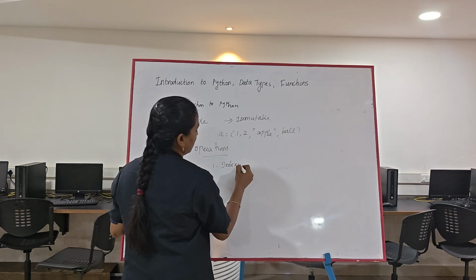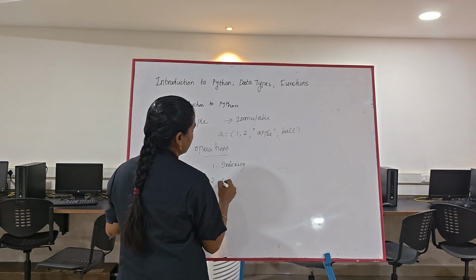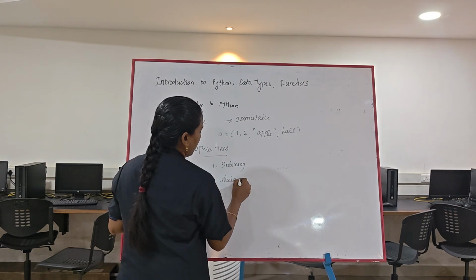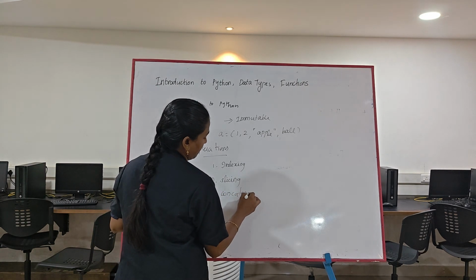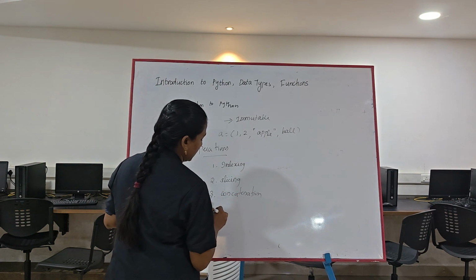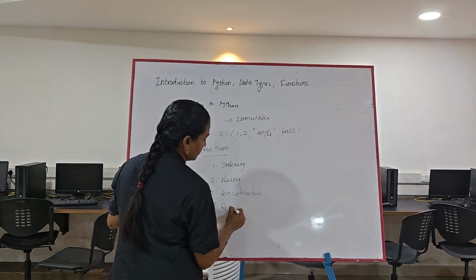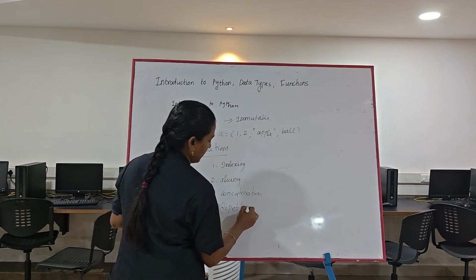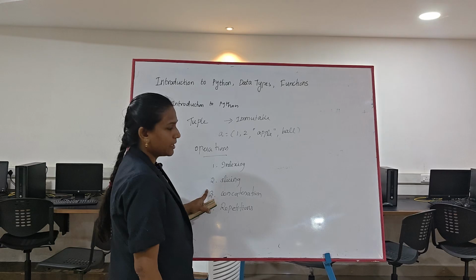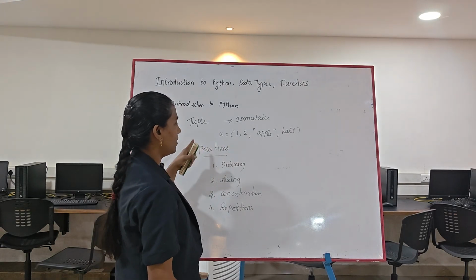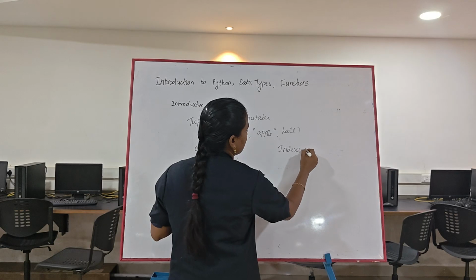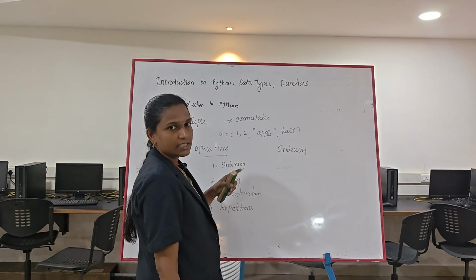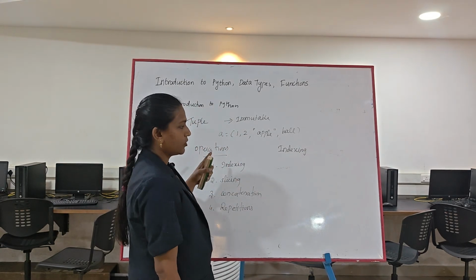indexing, slicing, concatenation, repetitions. These are the operations of tuple. First one, indexing. Similarly, we have seen it in the list. It is used to access a particular value or particular element.